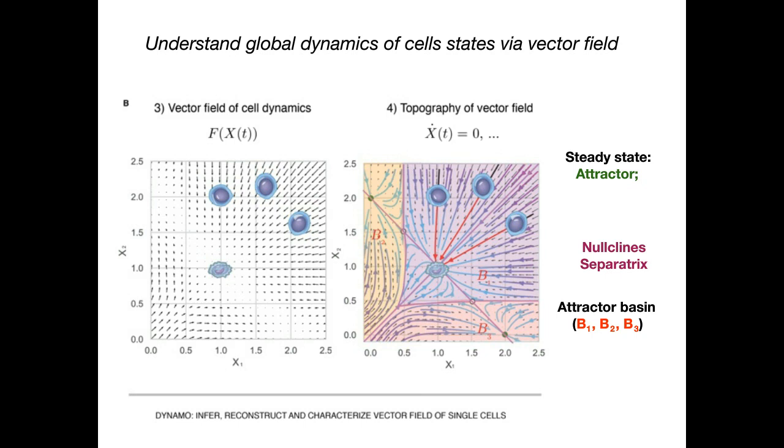So in the system shown here, we have three attractor basins, B1, B2, and B3. All the cell states belonging to each attractor basin will eventually be attracted to a particular attractor state. Attractor states are like black holes.